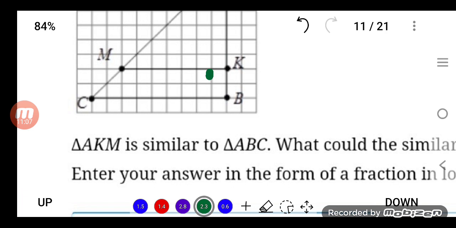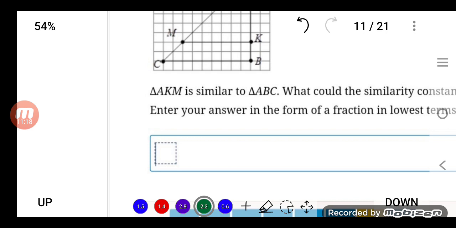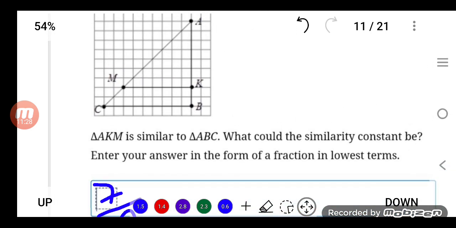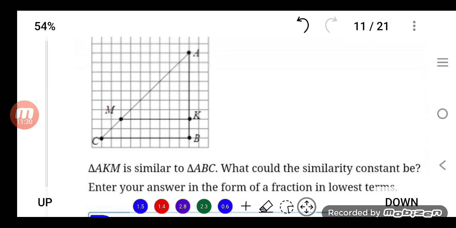Let's repeat again. 1 2 3 4 5 6 7. 1 2 3 4 5 6 7 8 9. 7 over 9, we write it here, and that is the lowest term. We cannot simplify it anymore. Similarity AKM to ABC.